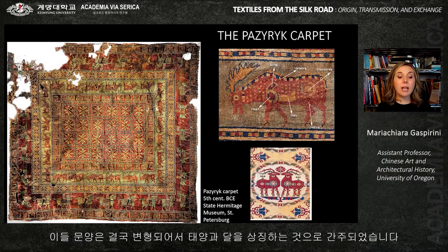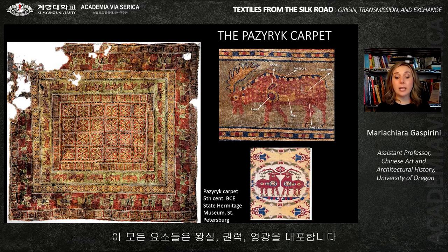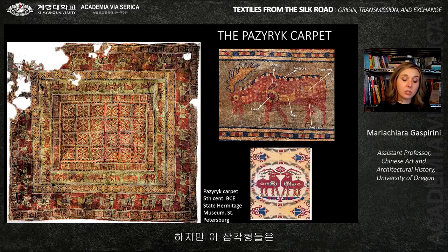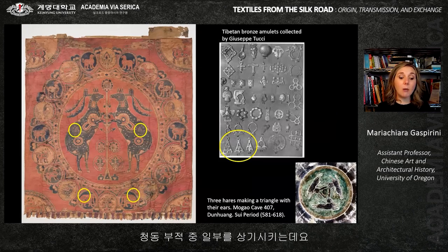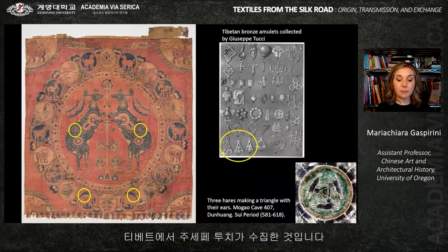They were eventually adapted and seen as representation of the sun and moon. All these elements were likely employed to express royalty, power, and glory. However, the triangles recall some of those bronze amulets collected by Giuseppe Tucci in Tibet.